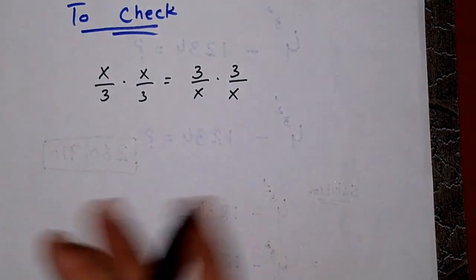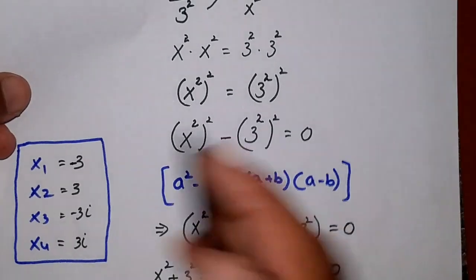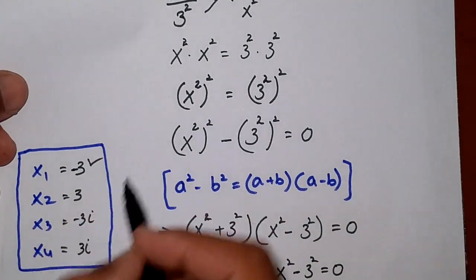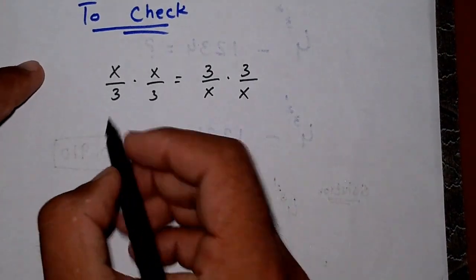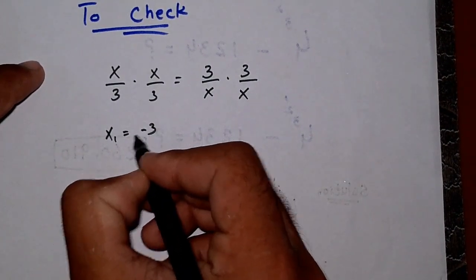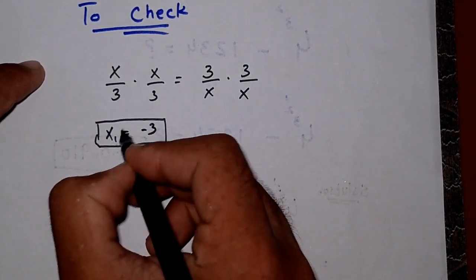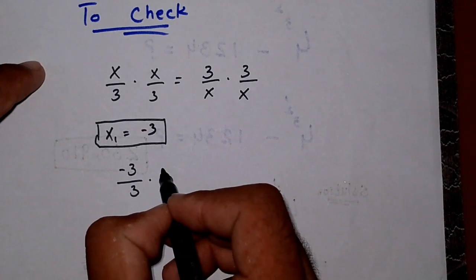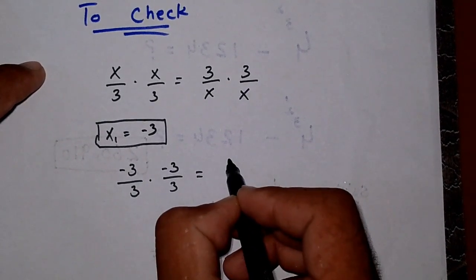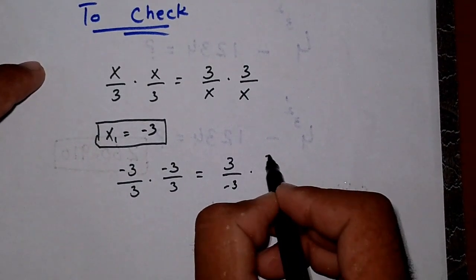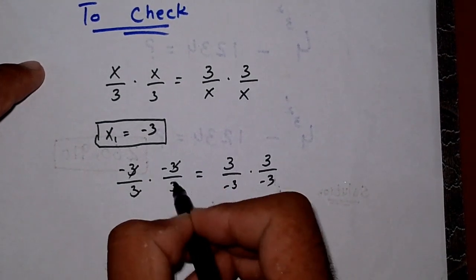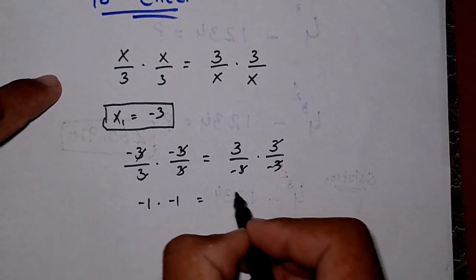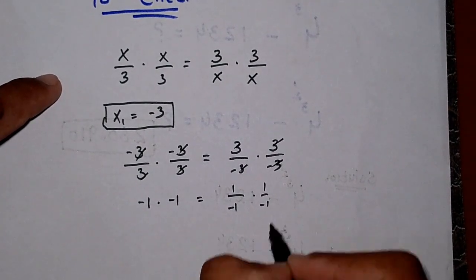Now after that, first of all, we have to put the value of x1, that is equal to minus 3. So x1 is equal to minus 3. We have to put x is equal to minus 3. So here minus 3 over 3 times minus 3 over 3, which is equal to 3 over minus 3 times 3 over minus 3. Now here these are cancelled. So here minus 1 times minus 1, which is equal to 1 over minus 1 times 1 over minus 1.